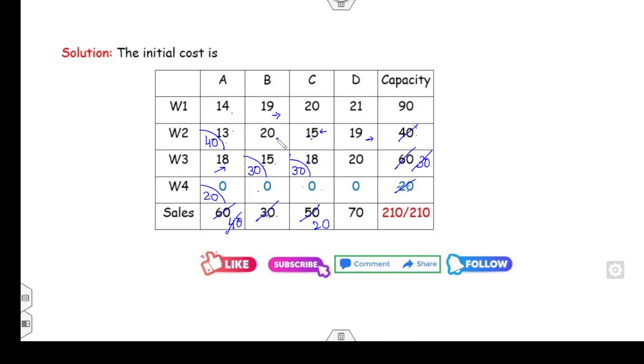Look at the next number, 20. Corresponding to this 20, there is no allocation. There is no sale. And corresponding to this number is 20 and 90. Minimum is 20. Remaining is 70. And corresponding to the 21 is 70 and 70.